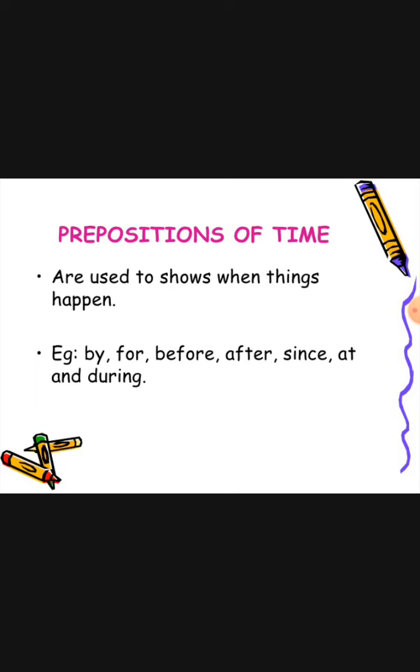Next, the prepositions of time are used to show when things happen. The prepositions of time can be by, for, before, after, at, and during. This can be made clear by this picture also. As you can see the lady, we can say this lady came at 5 o'clock. So the time is being told here.